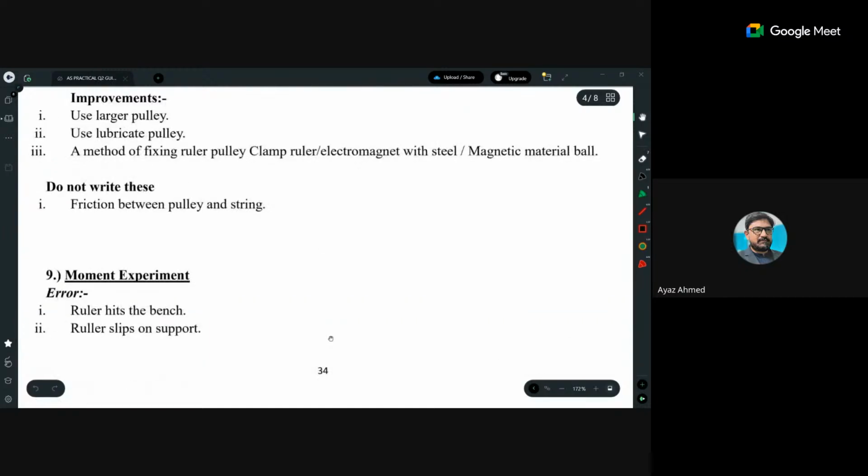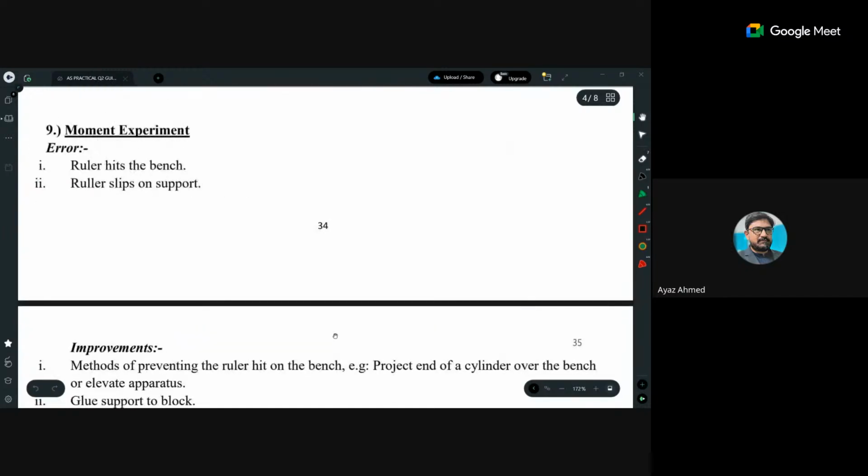उसके बाद आपके पास आ जाता है moments experiment. Moments experiment means those experiments which consist of a turning effect. When the ruler hits the bench, this is one of the errors. This is one of the problems which takes place, and that is one of the errors that will be caused. Its remedy is a method to prevent the ruler hitting the bench. For example, project the end of the cylinder over the bench or elevate the operators. The height of the operators should be more.